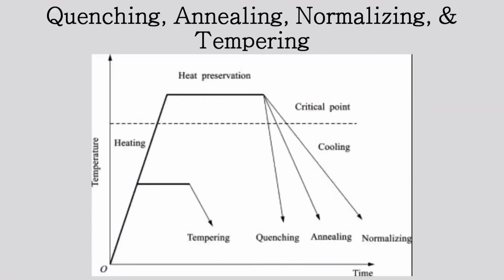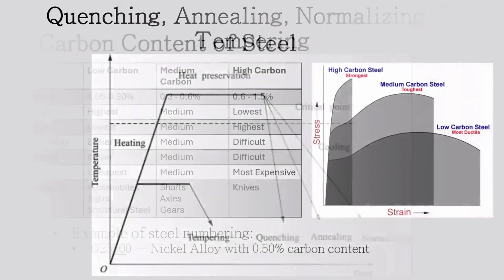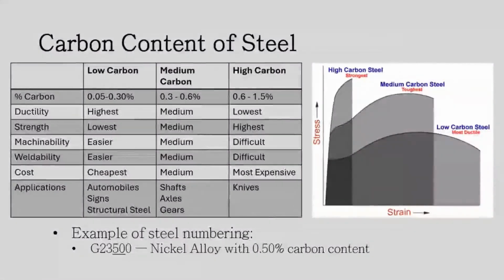The graph shows the differences between tempering, quenching, annealing, and normalizing, the temperatures each process reaches, and how quickly each process cools the material. The carbon content of steel has various effects on ductility, strength, machinability, weldability, and cost, with high-carbon steels being the strongest and most expensive, while low-carbon steels are cheaper and more ductile, making them easier to machine.